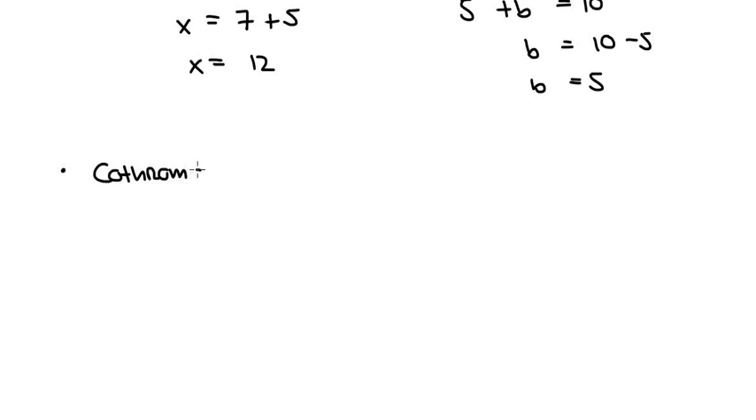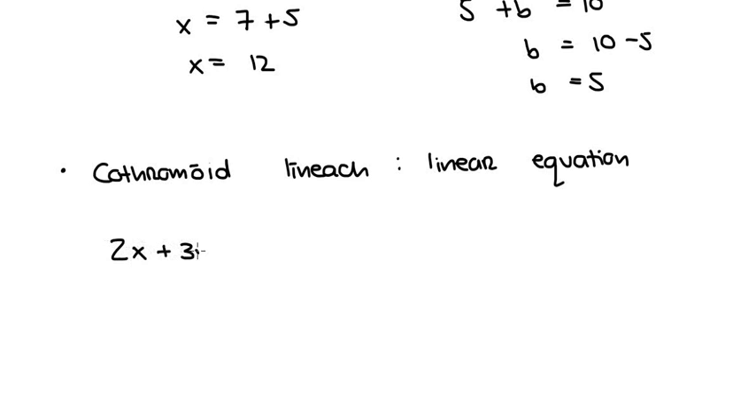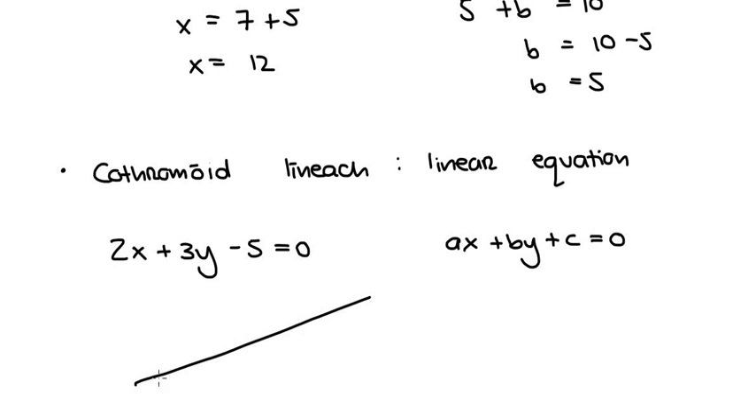Cothromóid líneach. This is our linear equation. As we become more familiar with different types of equations, we'll be able to tell what type of equations they are just by looking at them. So for example, we have 2x plus 3y minus 5 equals 0. This is a linear equation. We recognize it because it has an x term, a y term, and a constant. So in general terms, ax plus by plus c equals 0. Now, if we were to draw it, we have a line, the linear equation.